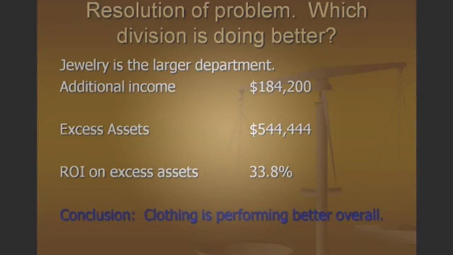So, how efficiently has the jewelry department used the extra assets? If you compute the ROI on the excess assets, it comes to 33.8%. It's still less than the ROI of clothing, which was 43%. So your final conclusion is clothing division is performing better overall.